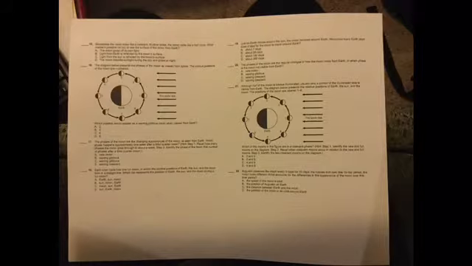16. The diagram below presents the phases of the moon as viewed from space. The various positions of the moon are numbered. Which position will appear as a waning gibbous moon when viewed from Earth? 2, 4, 6, or 8?